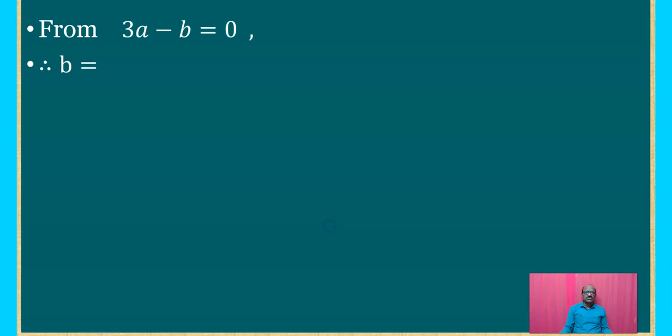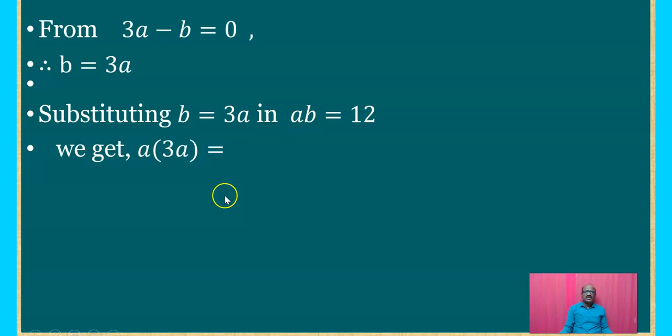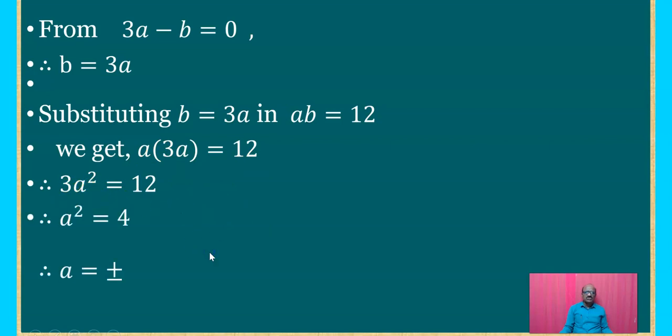3a minus b is equal to 0. Therefore, b is equal to 3a. Substituting b equals 3a in ab equals 12, we get a into (3a) is equal to 12. That is 3a squared is equal to 12. a squared is equal to 4. a is equal to plus or minus 2.